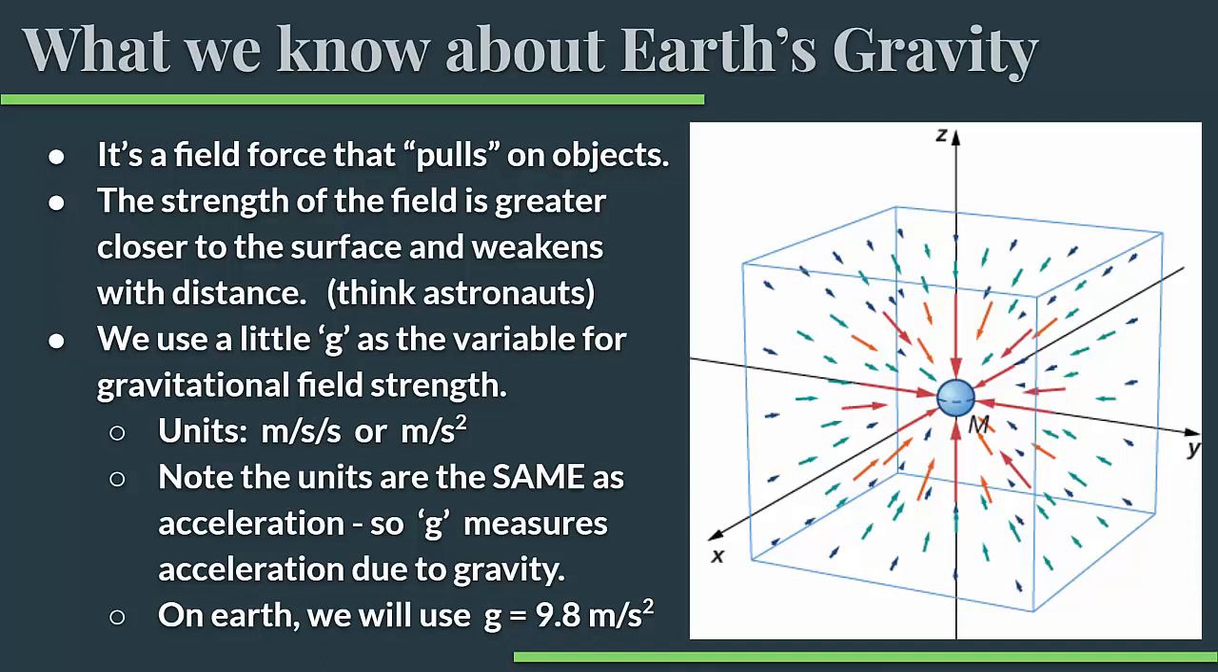We use a little g as the variable for gravitational field strength. And so when I talk about gravitational field strength, or little g, the units that we use for this are meters per second squared. And those units should look familiar because they're the same units that we used last unit for acceleration. So that little g, that gravitational field strength, measures acceleration due to gravity. And on Earth, at sea level, we will use the value 9.8 meters per second squared.